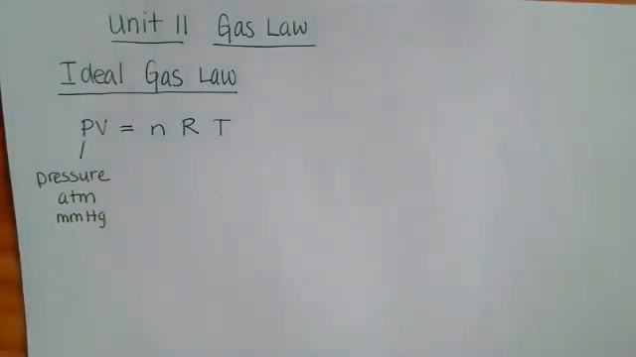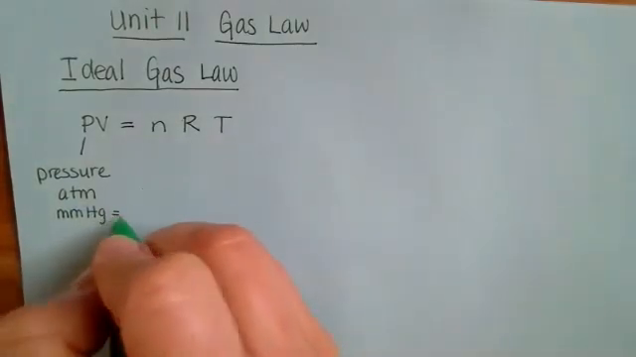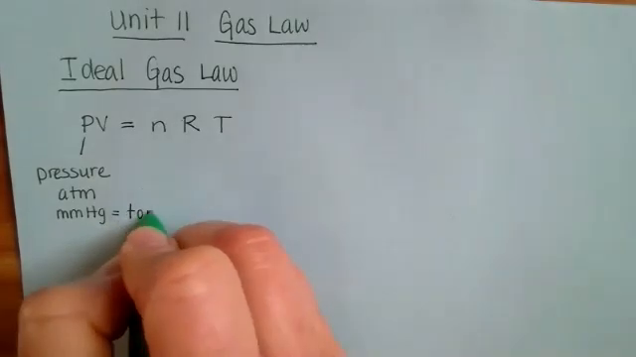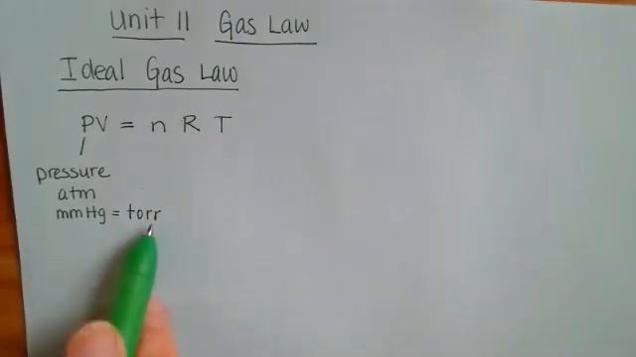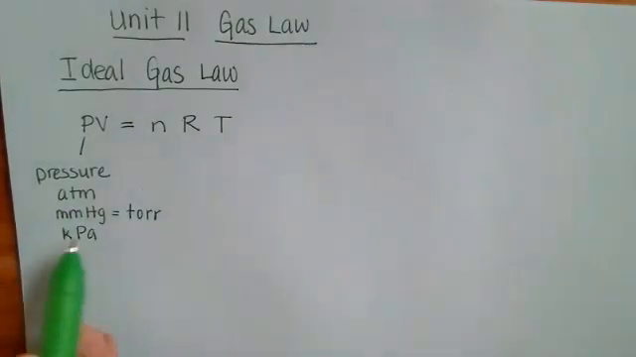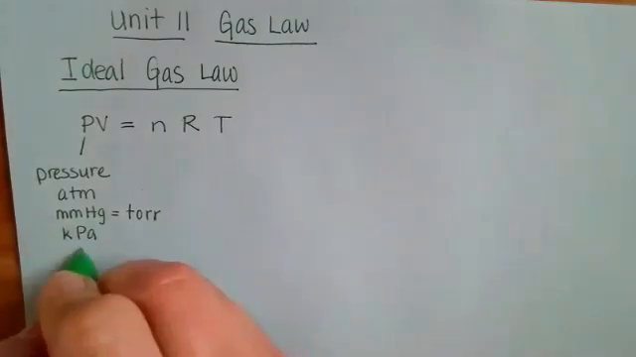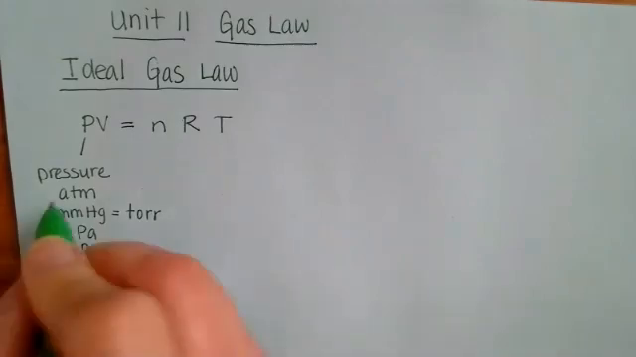mmHg is millimeters of mercury. An equivalence to millimeters of mercury is something called torr. It can be capitalized or lowercase, either way, it's acceptable. The values of those are the same, and that's going to be in our future notes in a few minutes. We'll see what that means. kPa is kilopascals, and if we have kilopascals, we can also divide by 1,000 and get our pascals. So, units of pressure.